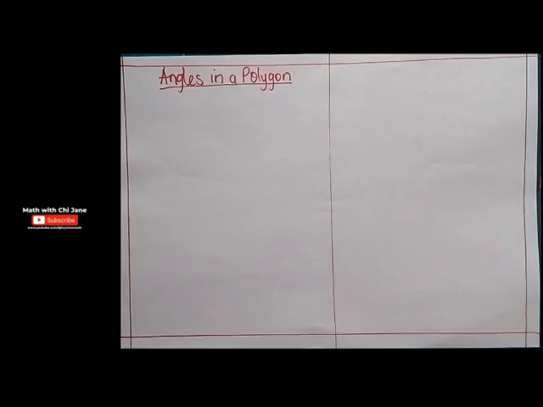Welcome to this class. At the end of this lesson, you should be able to note the different types of angles and be able to solve angles in a polygon. Now, we already know that a polygon is any plane shape with 3 or more straight sides. So, I'll be talking about angles formed in a polygon.